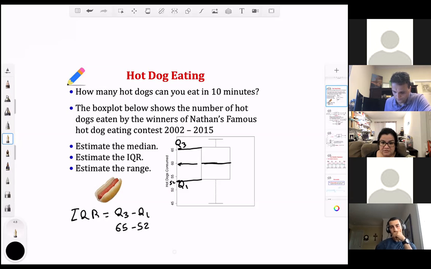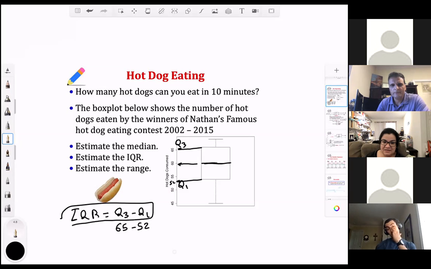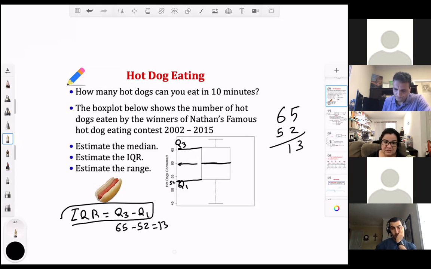So Q3 minus Q1, 65 minus 52. Correct? Again, if you don't know this formula, it will definitely be impossible to solve. I mean, you can even Google it. It doesn't make sense. You need to know something. 65 minus 52 is 13. So Kendall, you said 10, so probably you got 55, which is okay. It's an estimate. Estimate the range.